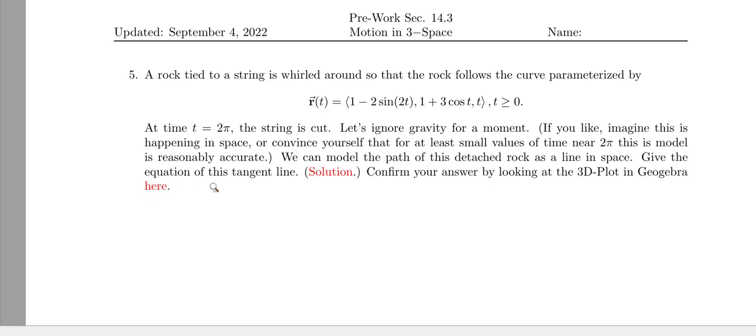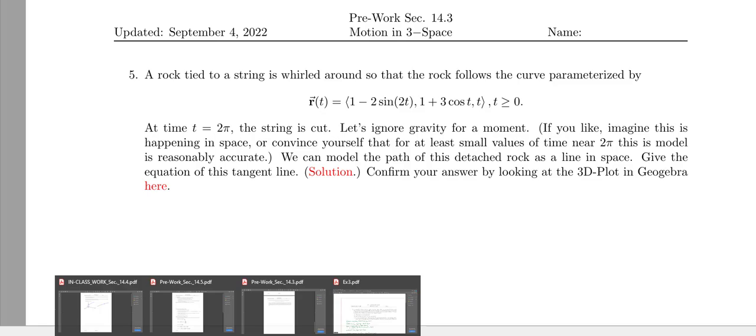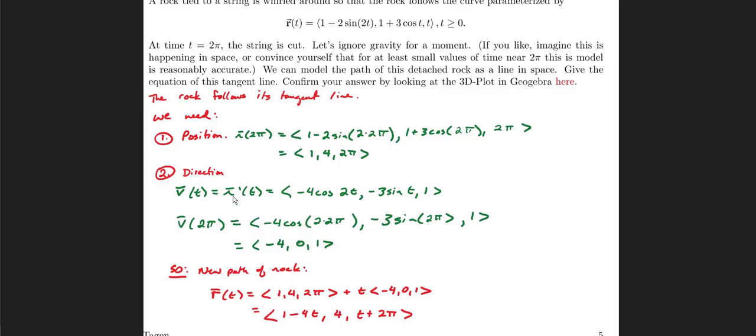So you can click the solution here and examine that, and please spend your time working through that. But here I can pull it up. And remember that if you want to find an equation of a tangent line, you simply need a point, an initial position vector, and a direction vector. And we're going to get the initial position vector by asking the question, where is the rock at time t equals 2 pi? We plug 2 pi into the position function for the rock as it moves along the string, and we get this value right here.